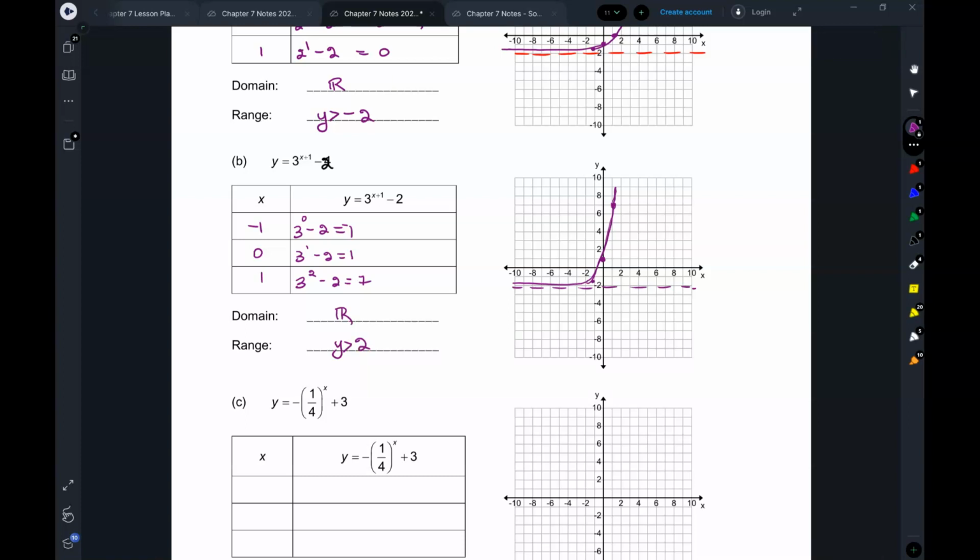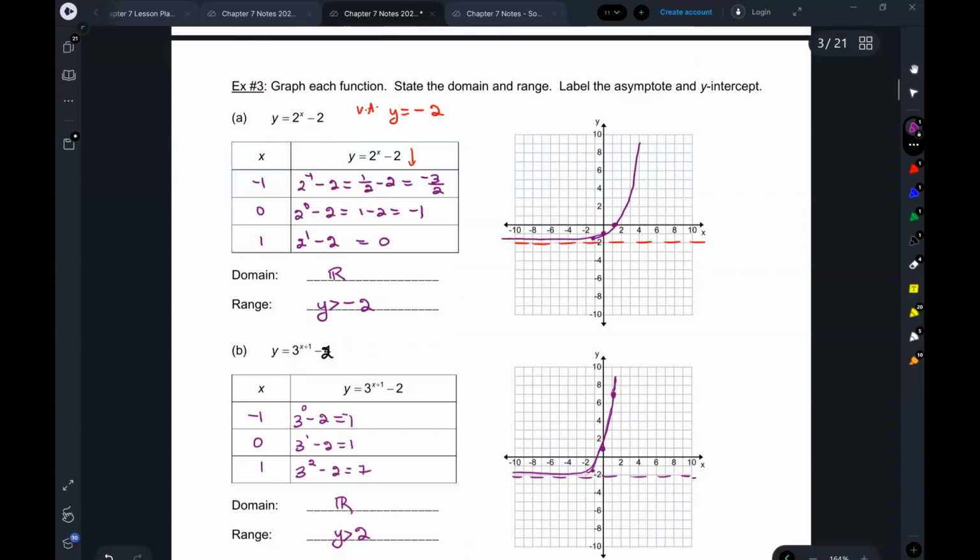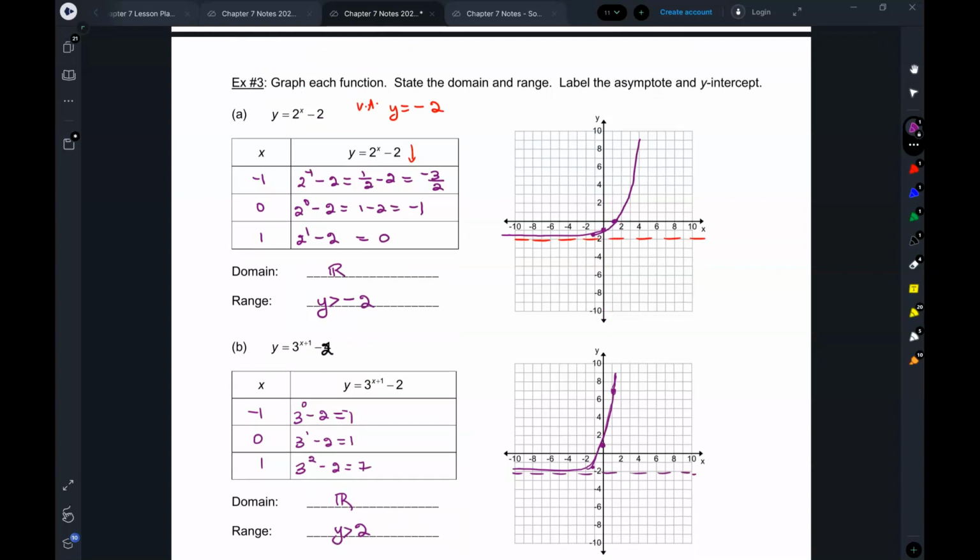Is there no h in this one? There is. It did affect it, because that's what I was just saying. That's why it looks more steep, because it's kind of shifted over here.